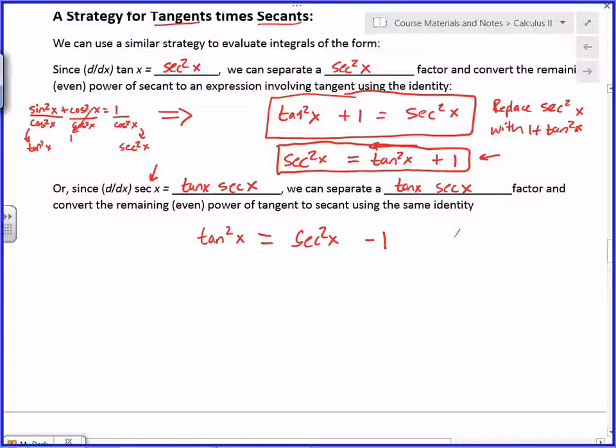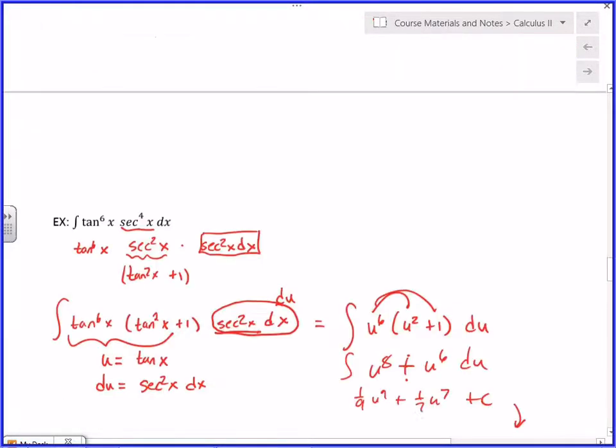Okay, so here's the idea. Up here on this one, if I could separate off that secant squared, and what was left was an even power of secants, I could turn them all into tangents and then use the substitution u equals tangent. And that's what I did on that first example. Now, if I can separate off a tangent secant, both of them together, and if what's left behind has even powers of tangent, I can turn them all into secants and then use u equals secant as my substitution. All right, let's try that down here.